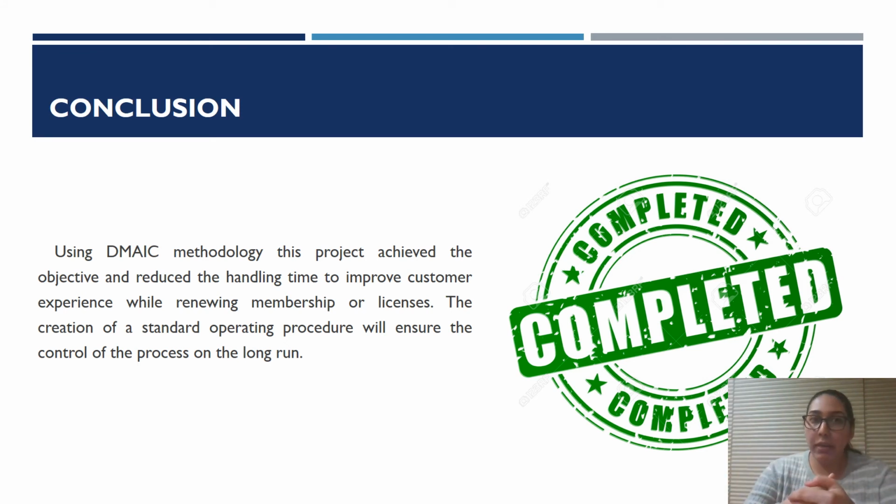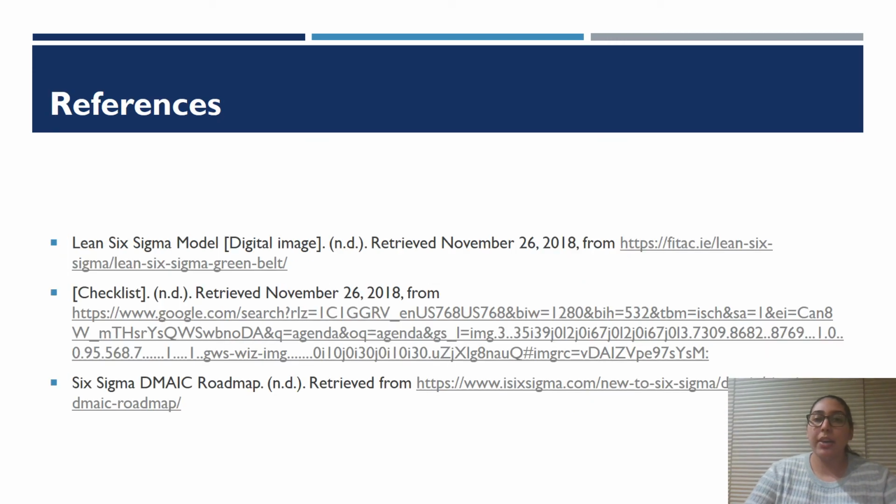To be competitive, La Hasgan Club had to improve their customer service and satisfaction by decreasing the membership and license renewal time by at least 50%. Using the DMAIC methodology, this project achieved the objective and reduced the handle time to improve customer experience while renewing membership and licenses. The creation of a standard operating procedure will ensure control of the process in the long run. Here are the references that I used to complete this presentation.